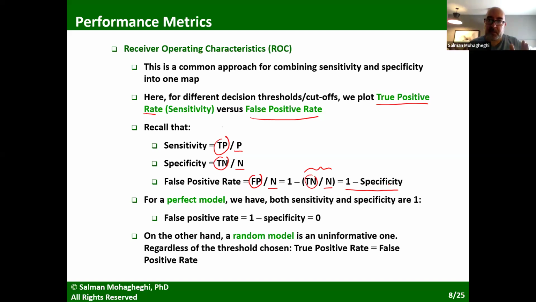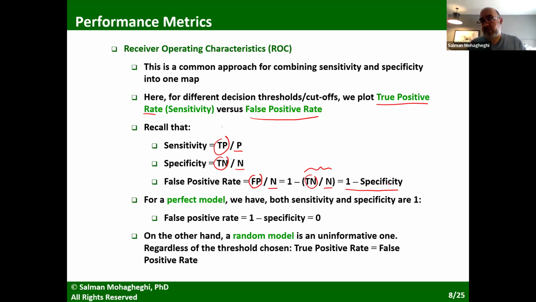Now, let's think about it. Imagine you have a perfect model, a model that detects every event and every non-event correctly. This model is going to have a sensitivity of 100% and specificity of 100% or 1. Think of it like that. So if specificity is 1, that means false positive rate is 0. No data instance is incorrectly identified as positive. So in that case, sensitivity is 1, false positive rate is 0.